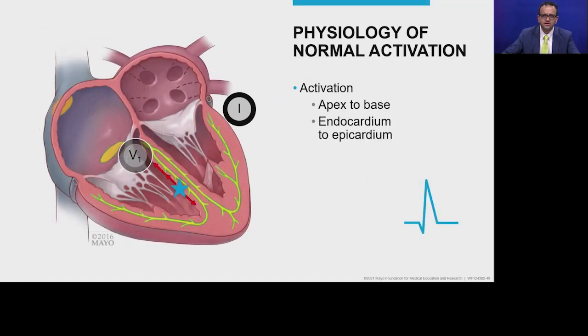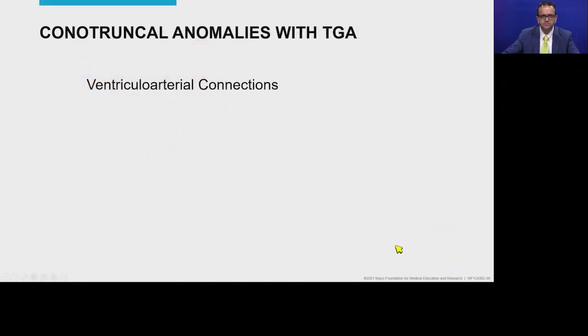So normally, ventricular depolarization happens from apex to the base, and then from endocardium to epicardium. And the septal activation happens from left to right, and that's why we get these septal Q waves in leads 1 and AVL. In certain congenital anomalies, like transposition of great arteries, there is some mismatch in the position of the ventricle and position of the great arteries. So let's look at that.